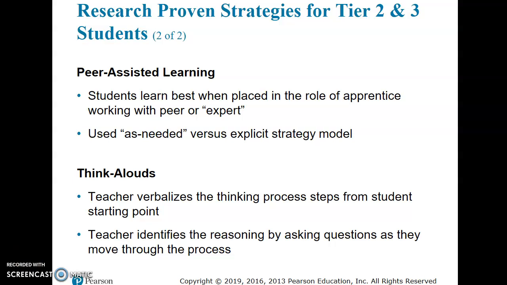Students with special needs benefit from other students modeling and supporting. The notion is that students learn best when taking on the role of an apprentice working with a more skilled peer or expert. When students use Think Aloud, they demonstrate how you might accomplish a task while verbalizing the thinking and reasoning that accompanies the action. This process involves talking through the process and identifying the reasons for each action while doing the problem.